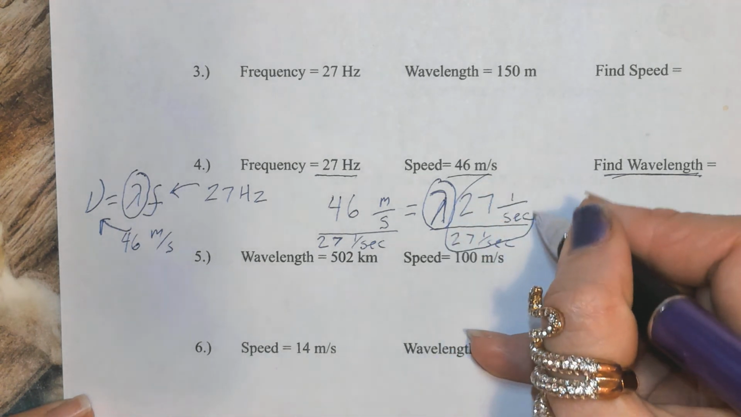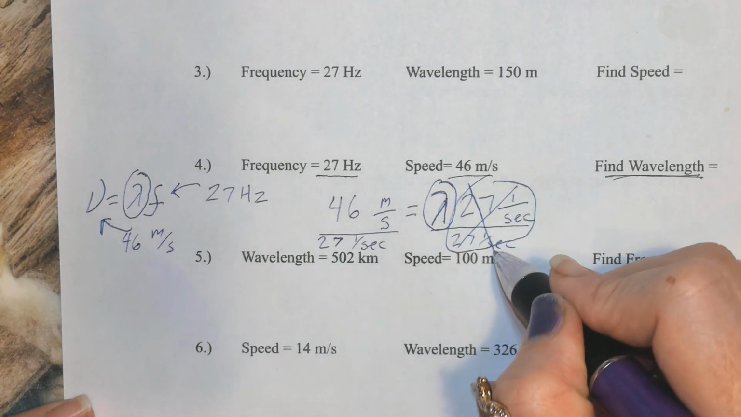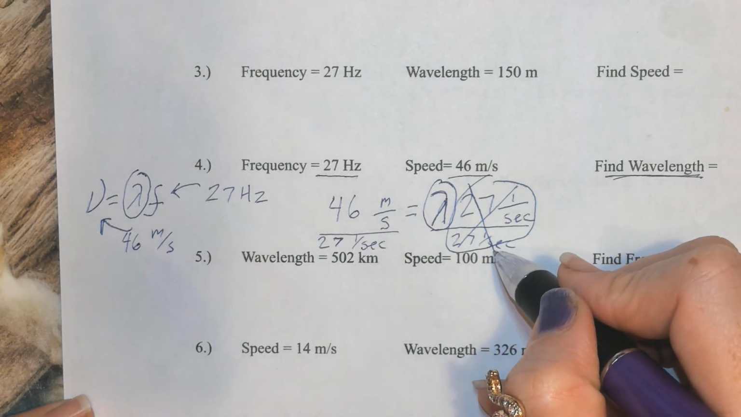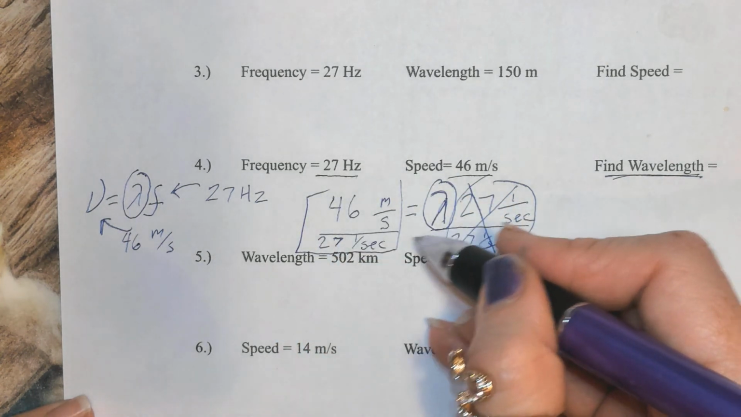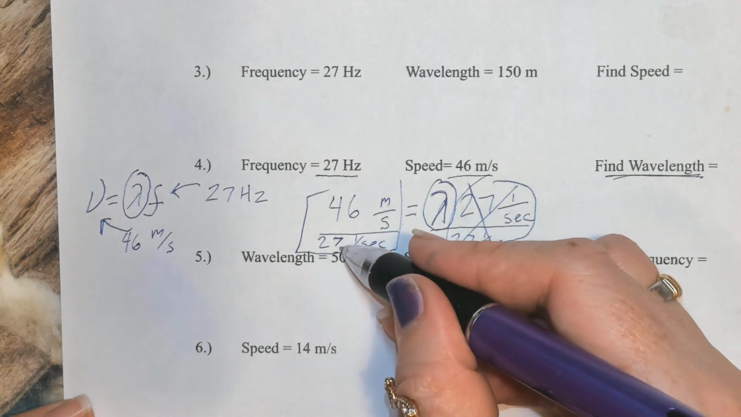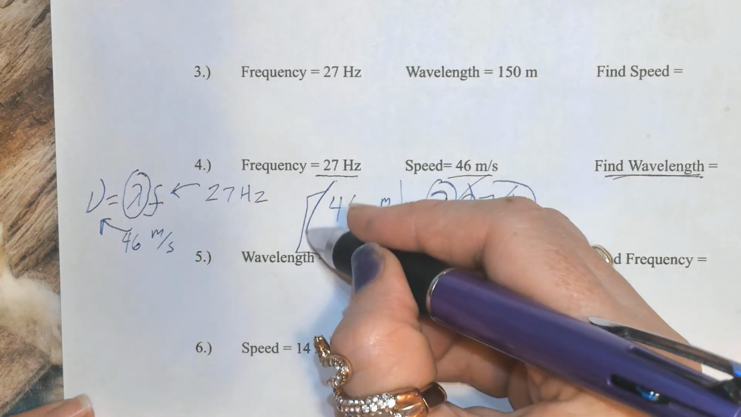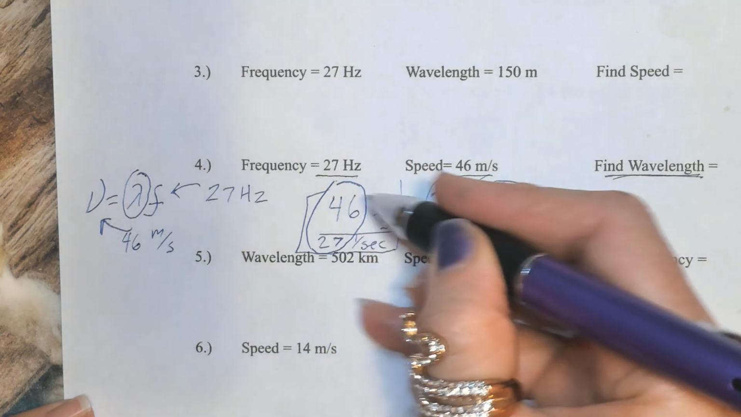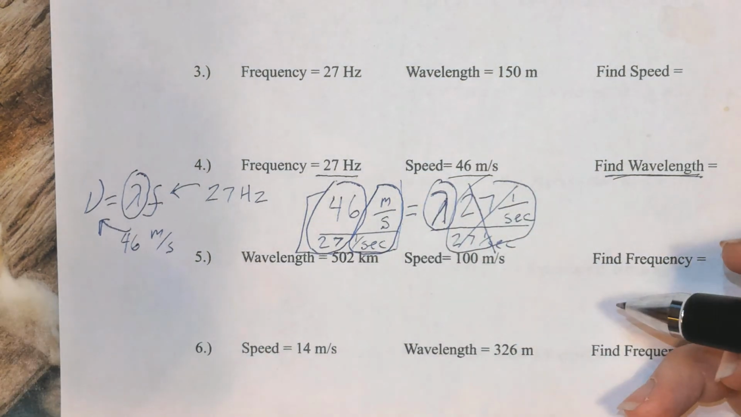Then over here on the right, 27 per second divided by 27 per second cancels out. And I get wavelength equals 46 meters per second divided by 27 per second. We can treat the numbers separately from the units. The units are going to stay together and the numbers are going to stay together.